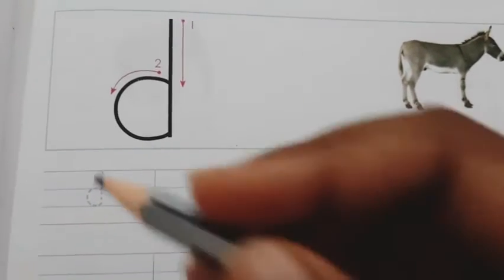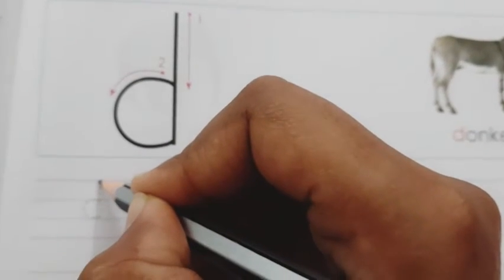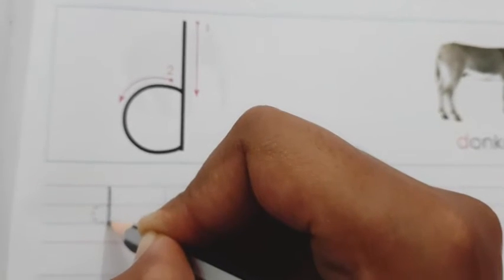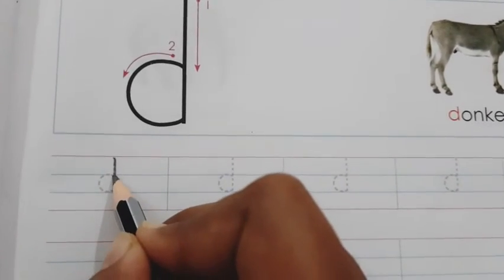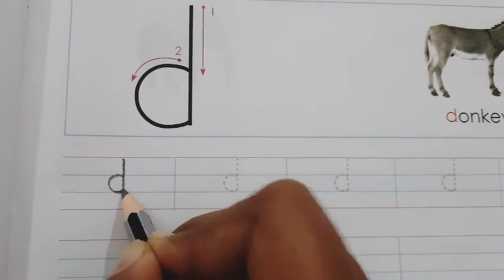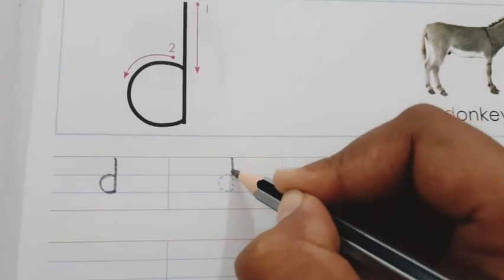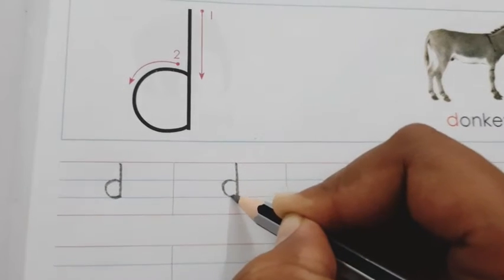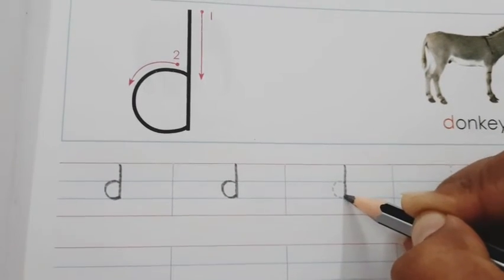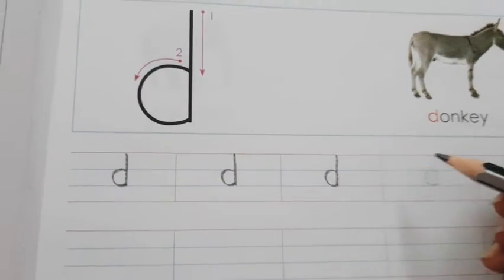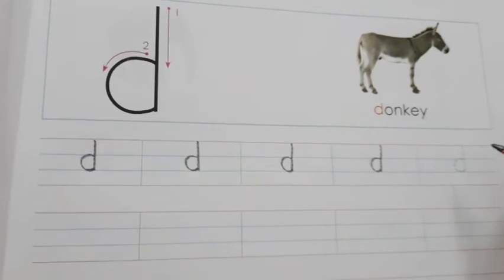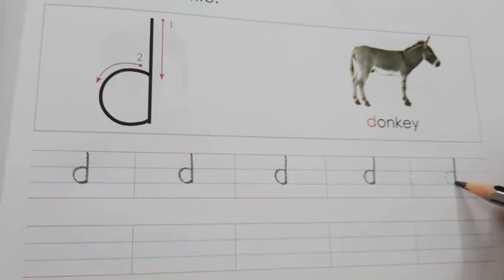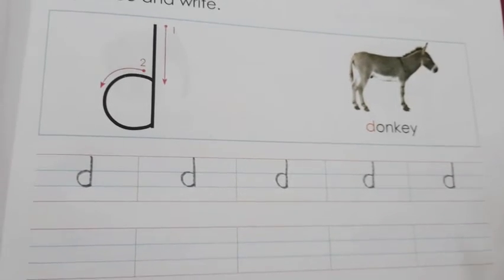So let's start tracing. Keep your pencil on the red line, come to the blue line. Make one standing line, then one right open curve from blue line to blue line. This is small letter D. Which letter is this, students? Small letter D. Speak, students. Small letter D.